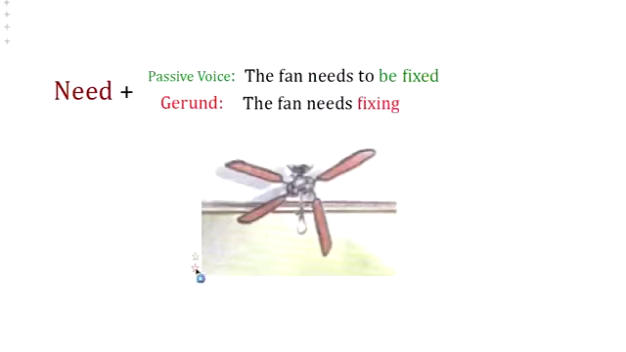Okay, let's look at another one. If you remember the fan, we had a problem with the fan. The fan was broken. So if I want to describe what needs to happen in the passive voice, I can say the fan needs to be fixed, or in the gerund, the fan needs fixing. Good.